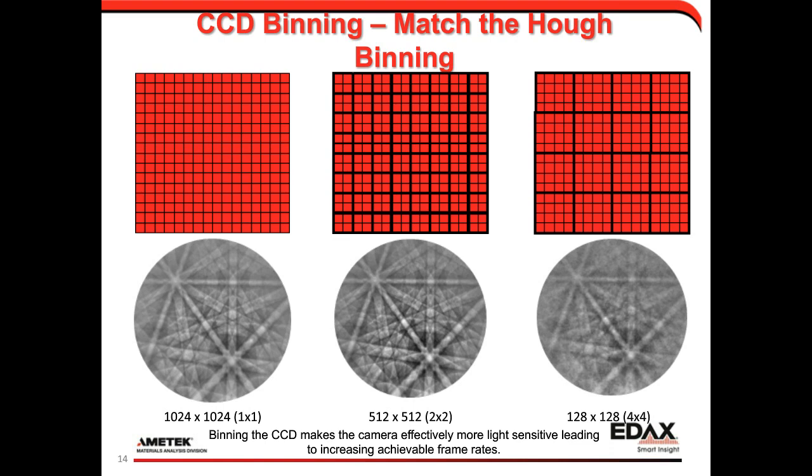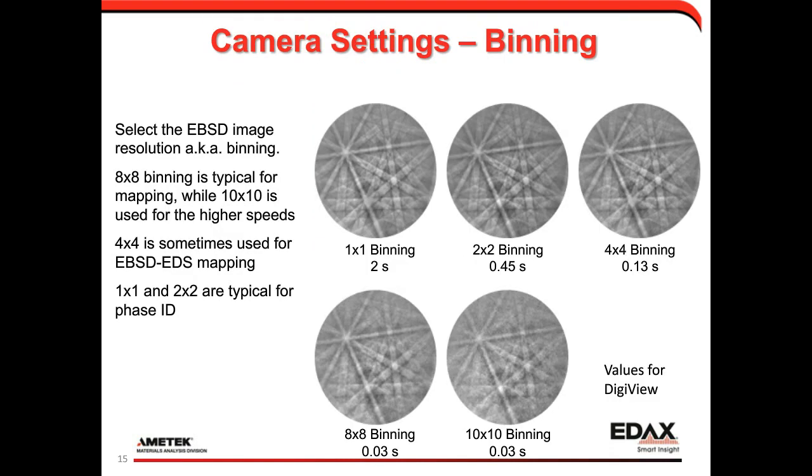So go ahead and look at the effects of these camera settings. We can see here different patterns with different binnings. At 1 by 1 binning, you're looking at about 2 seconds per pattern. Again, this is not something you would normally run a map at. 2 by 2 binning takes about half a second to get a pattern. With 4 by 4 binning, you can see we're down to about 0.13 seconds. And all the way going down to about 10 by 10 binning, you get down to about 0.03 seconds per pattern. This is what we're starting to see, a massive gain in speed by playing with the binning.